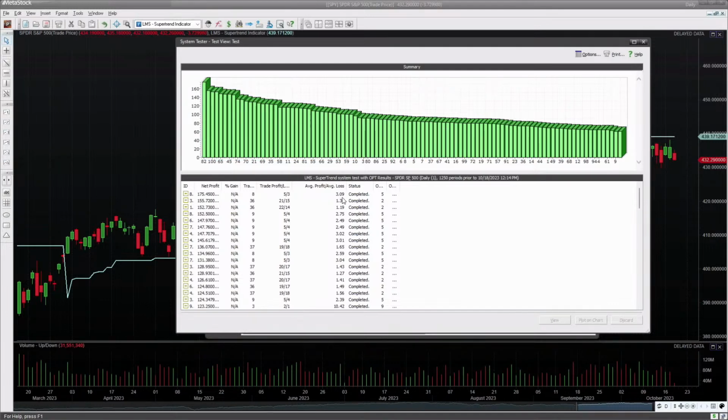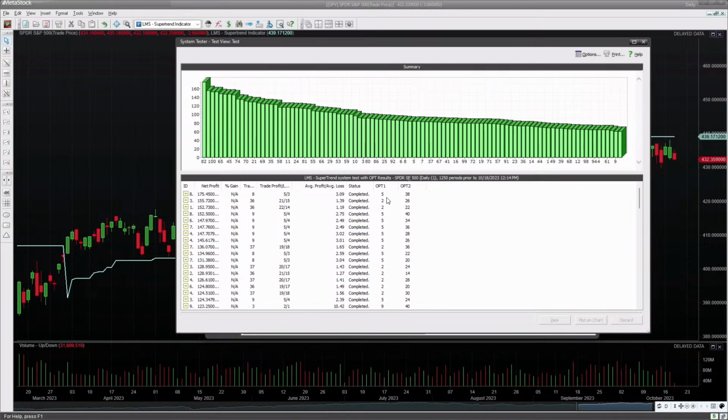But so we want this number as large as possible. And generally, about 2 or 3 or higher, of course, is always good. Then over here on the right-hand side, these are the variables or the optimization variables that it came up with. And what this is showing is that in order to generate this over the last 5 years, these are the parameters that actually came out the best.